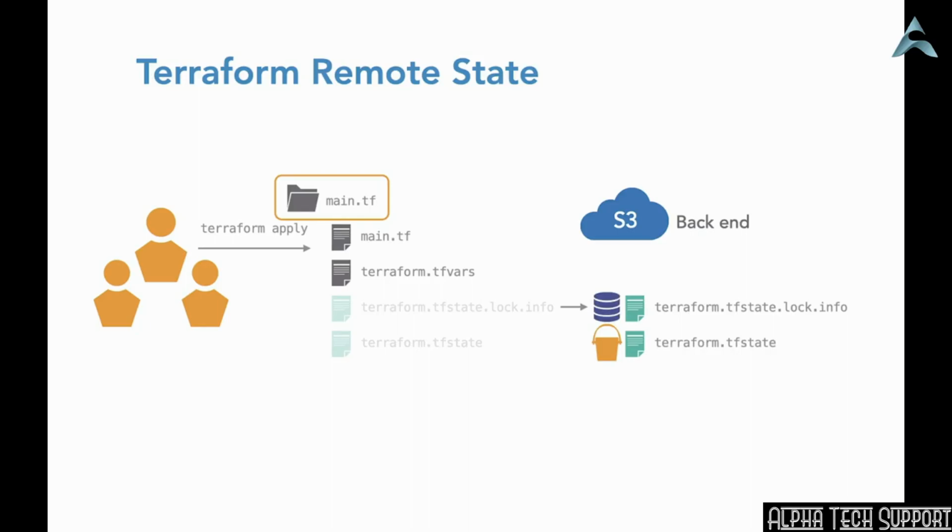The S3 backend uses two AWS resources, S3, the simple state storage feature of AWS, and the DynamoDB database feature. When configured to use the S3 backend, Terraform will store the state file in an S3 bucket designated by the configuration. The DynamoDB database table is used to store the locking data.